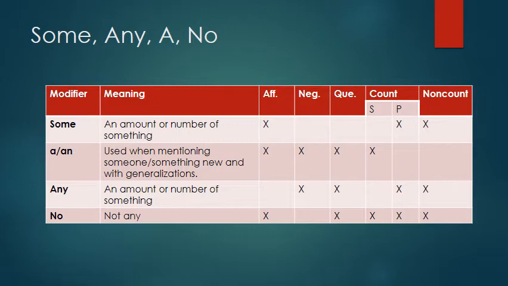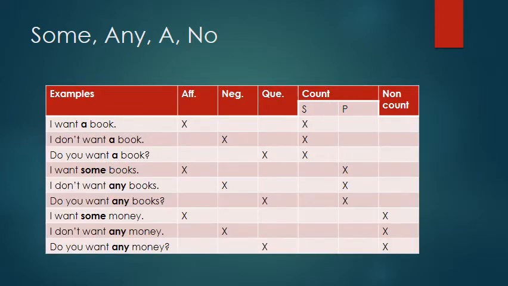And then let's look at no. Now, no means not any. It is used in affirmative sentences, and I will explain that later on. But it can also be used in questions. It can be used with count nouns, both plural and singular, and also with non-count nouns. Moving on to this table here. I left out the information here on no, but we can review this in class. But let's go through the other ones.